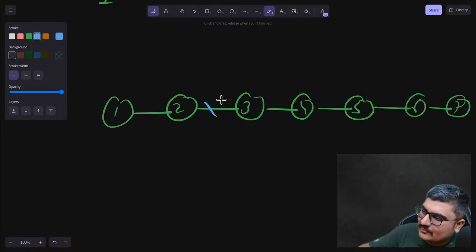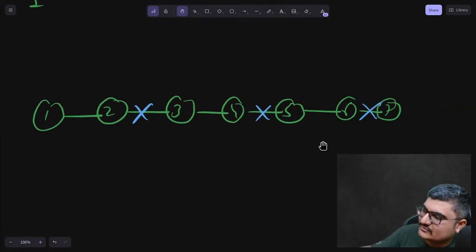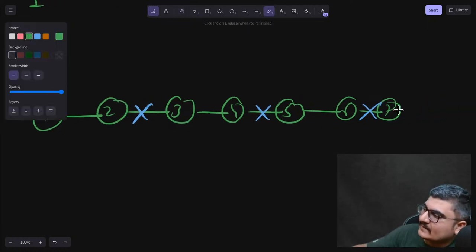For example, we can block this. Now no one can go from 2 to 3. Or we can block 4 to 5. Now no one can go from 4 to 5. Also we can block 6 to 7. Now no one can go from 6 to 7, and so on. And so on, this story continues here.